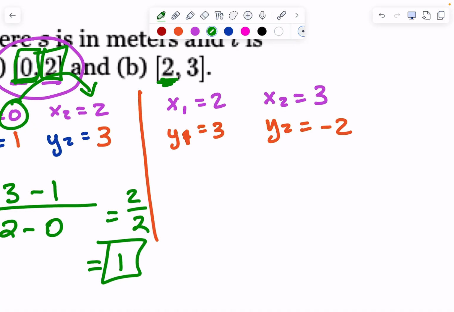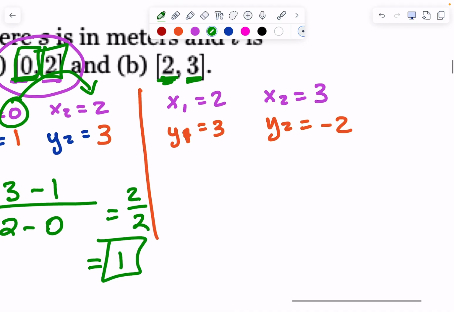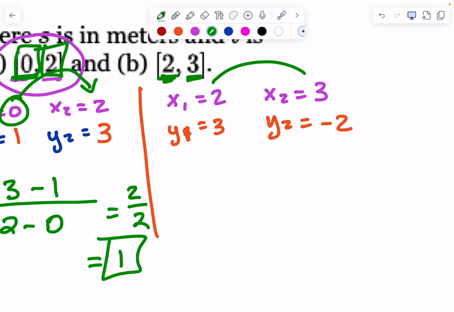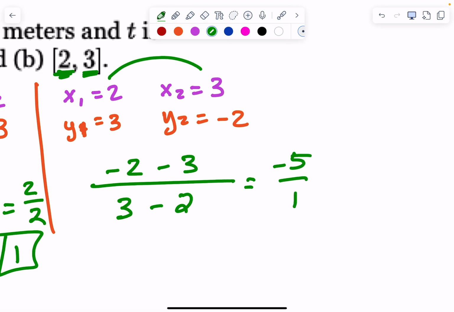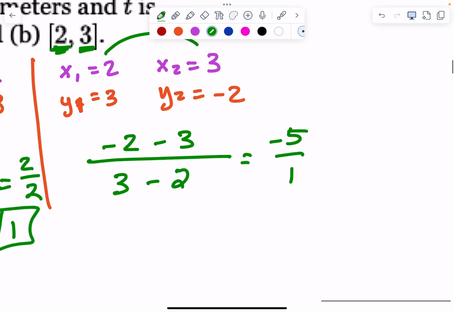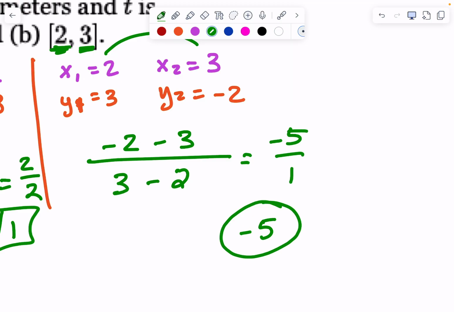This one's going from 2 to 3 seconds. At the 2 to 3 second mark, is it going uphill or downhill? Downhill. My particle has turned around and is starting to fall back toward Earth, because it's doing parabolic motion. So if I do y2 minus y1 over x2 minus x1, it is negative 5 over 1. It is going negative 5 units per second.